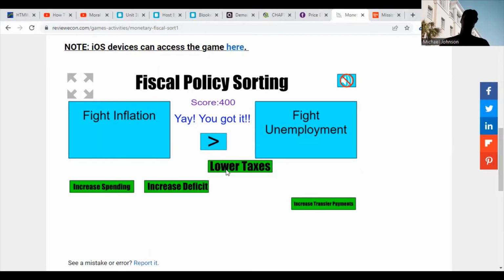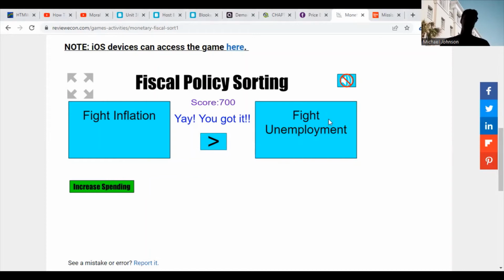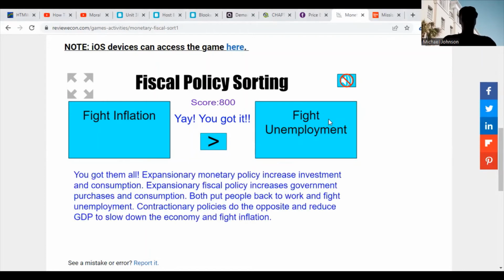Excellent. To fight unemployment, you can lower taxes, increase transfer payments, increase the deficit, and increase spending. So expansionary monetary policy increases investment and consumption. Expansionary fiscal policy increases government purchasing and consumption. Both put people back to work and fight unemployment. Contractionary policies do the opposite and reduce GDP to slow down the economy. So that's great. Great job, everybody.